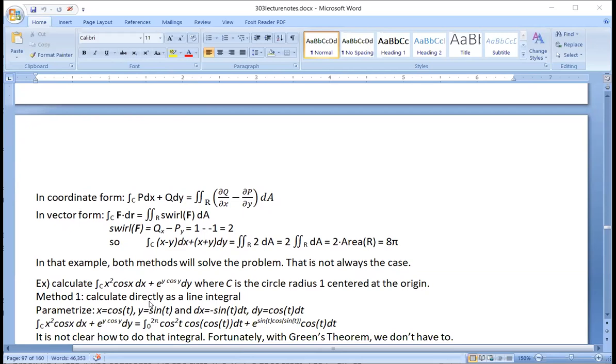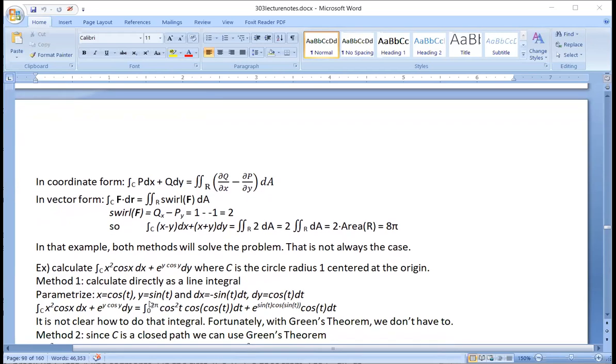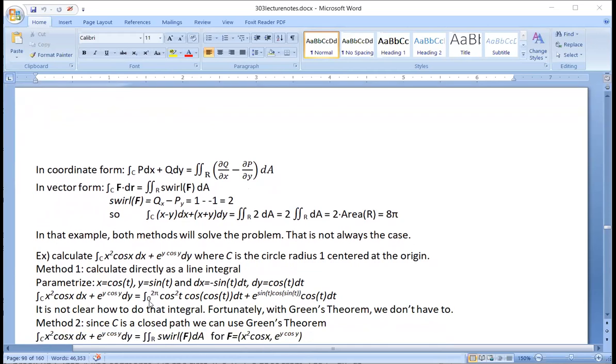Fortunately, with Green's theorem, we don't have to. Since C is a closed path, we can use Green's theorem. So the integral over the curve of this expression is just equal to the double integral over the enclosed region R of swirl of F dA. So now we just have to find the swirl of F.